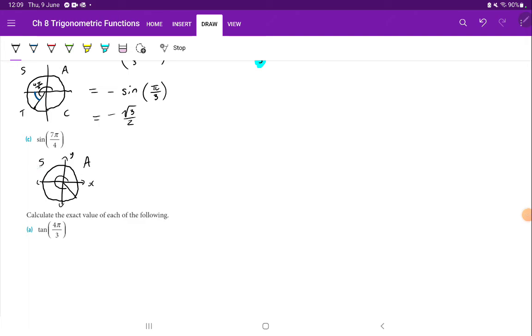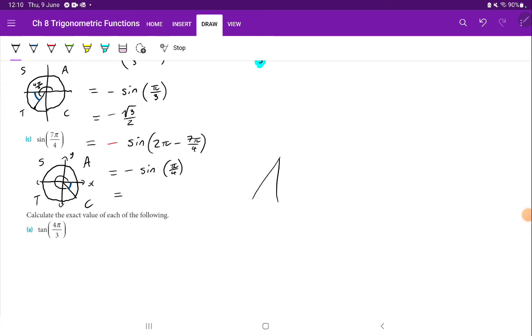All stations to central. The reference angle we're looking for, draw the angle towards the x-axis. And because we're in the cosine quadrant, it's going to be negative, because sine's going to be negative there. And it's going to be the sine of 2 pi minus 7 pi on 4, which is going to be minus sine of pi on 4.